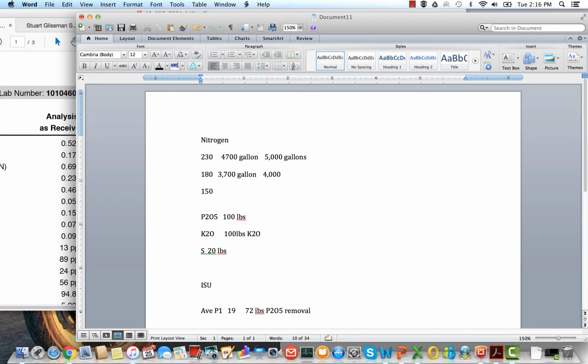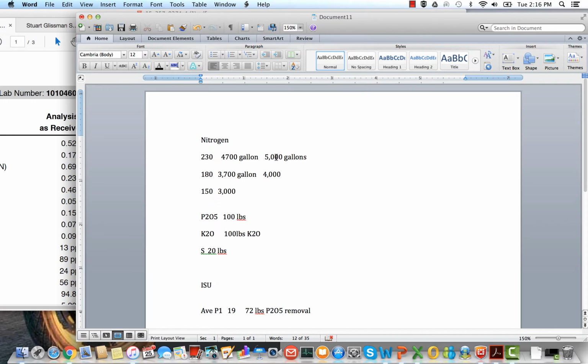And then if we were going to do 150, I guess that's going to be right around 3,000, isn't it, when you divide that by 49? Yeah, so 3.06, so really it's 3,000. So those are our three different options from a nitrogen standpoint.